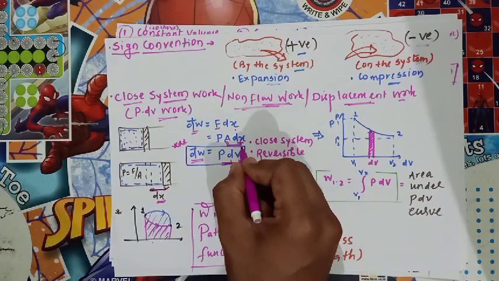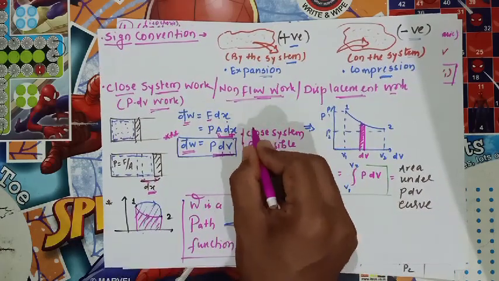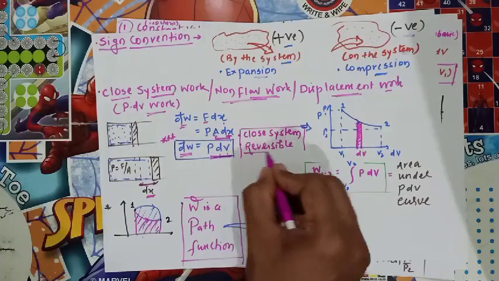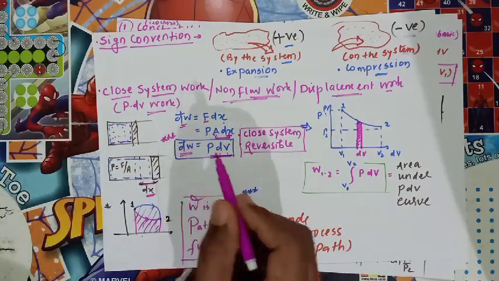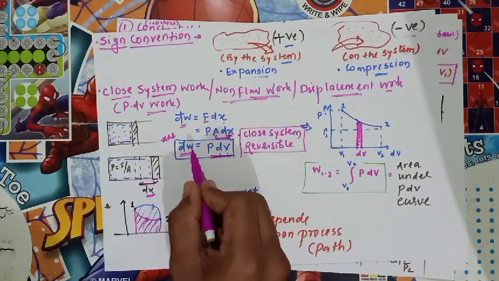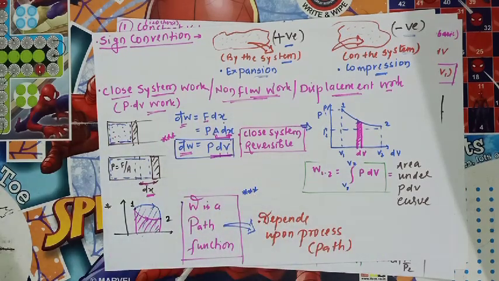Remember, this formula is valid under these two conditions: this formula is applicable for the closed system only. It is not applicable for the open system. You cannot apply this work formula for the turbine, for the compressor, no.